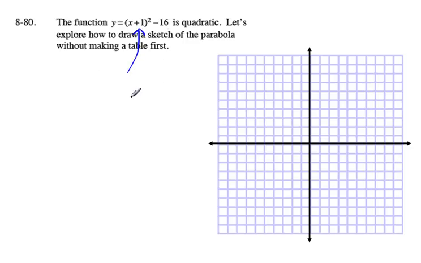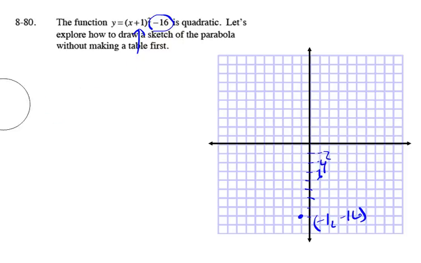The vertex is found by taking the opposite of the x value inside the parentheses here. So it's -1, and then this last piece out here is the y value for the vertex. So -1, -16. So I'll go by negative by 2 is here. 6, 8, 10, 12, 14, 16. So there's my vertex, -1, -16.